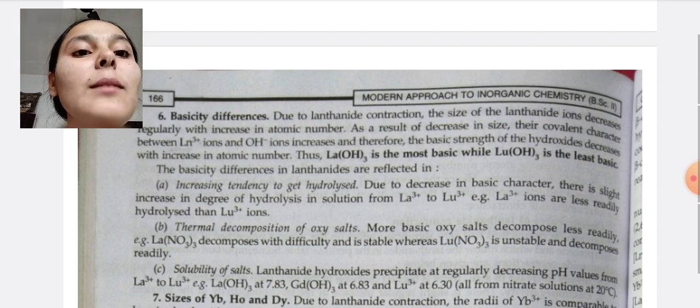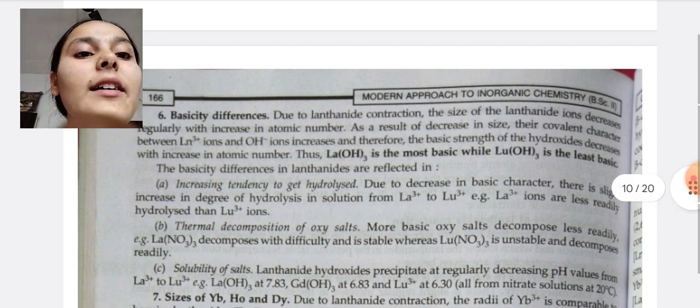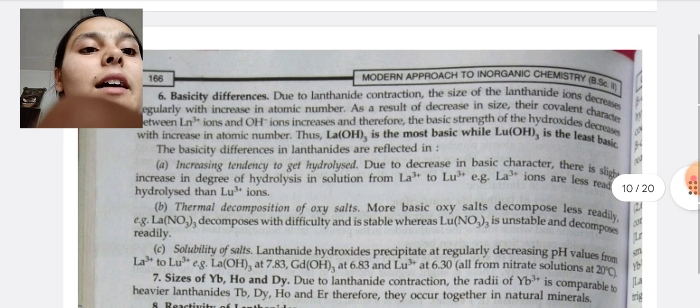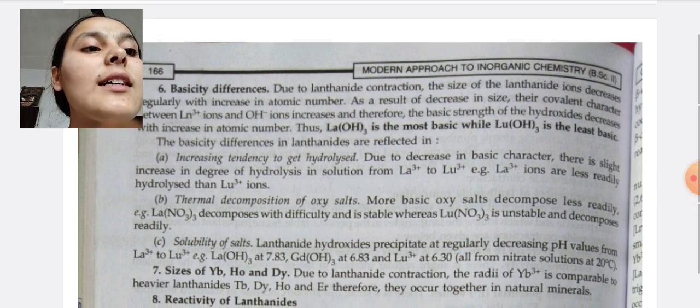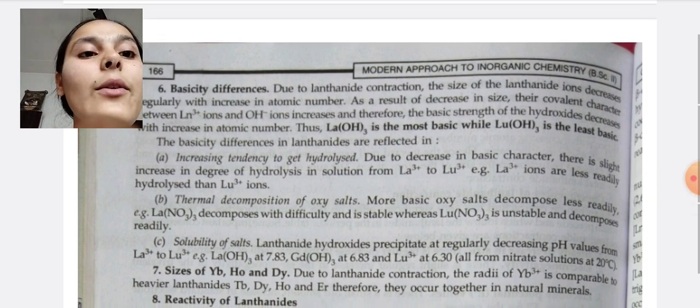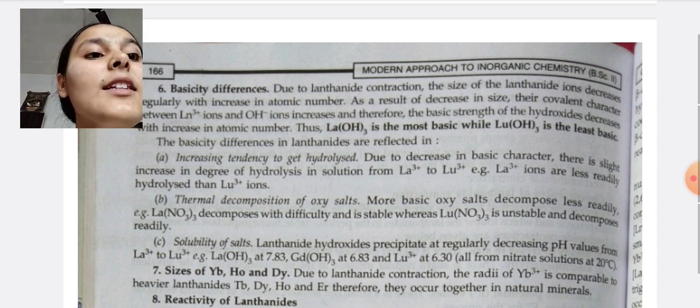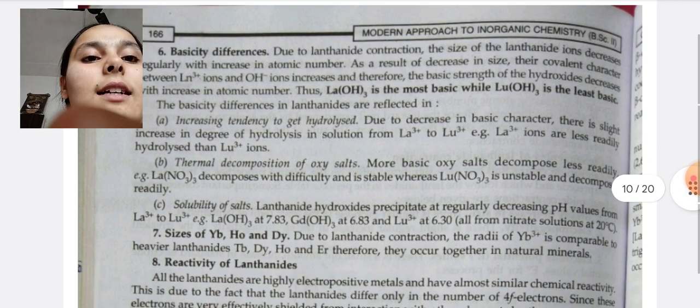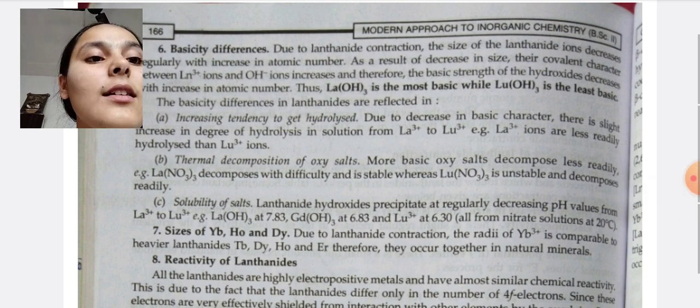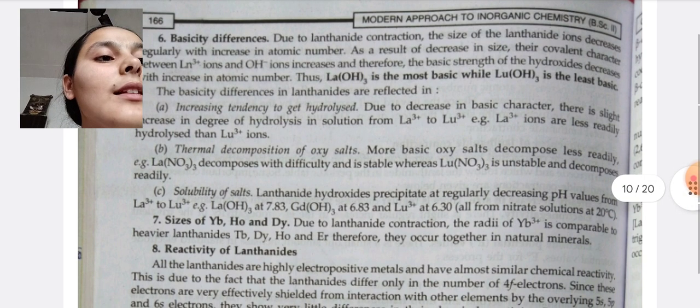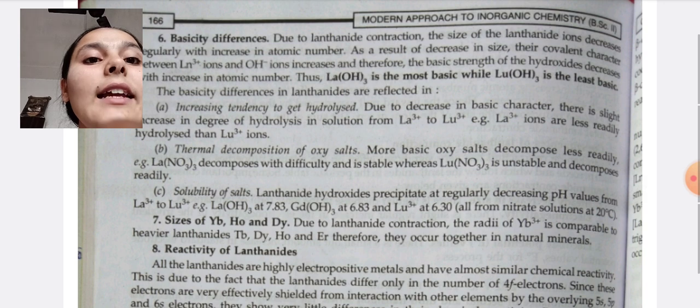The basicity differences in lanthanides are reflected in the increasing tendency to get hydrolyzed. Due to decrease in basic character, there is a slight increase in the degree of hydrolysis in solution from La3+ to Lu3+. La3+ ions are less readily hydrolyzed than Lu3+ ions. Thermal decomposition of oxysalts: more basic oxysalts decompose less readily. La(NO3)3 decomposes with difficulty and is stable, whereas Lu(NO3)3 is unstable and decomposes readily.